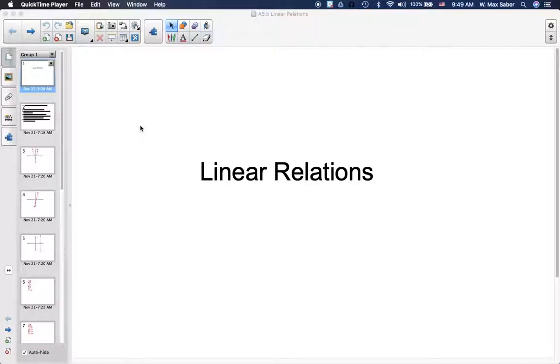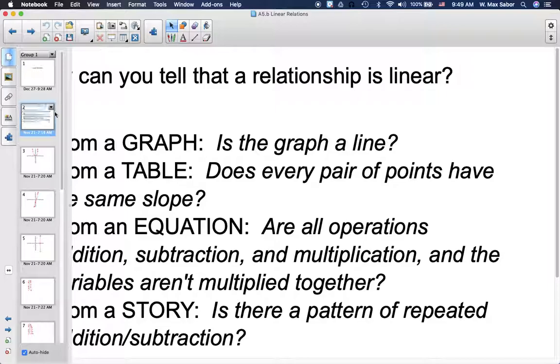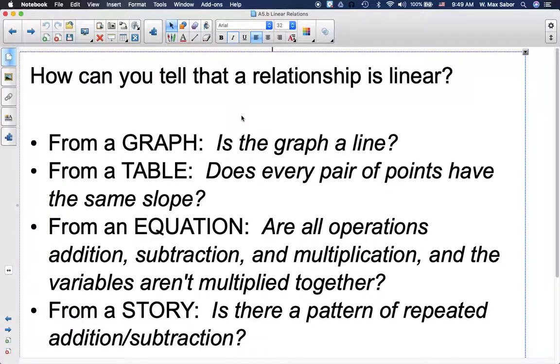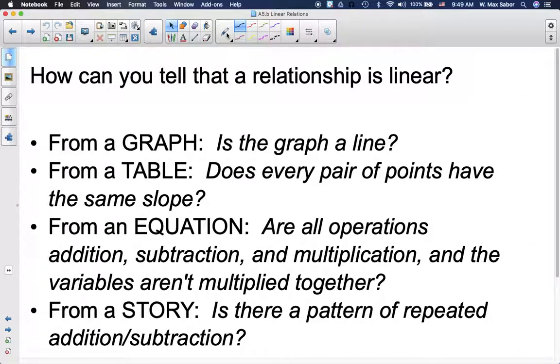Linear relations. So, how can you tell that a relationship is linear? What does linear mean? Well, linear means having to do with a line. From a graph, you check, is the graph a line? From a table, you'll look at, does every pair of points have the same slope? Same slope is the key here.